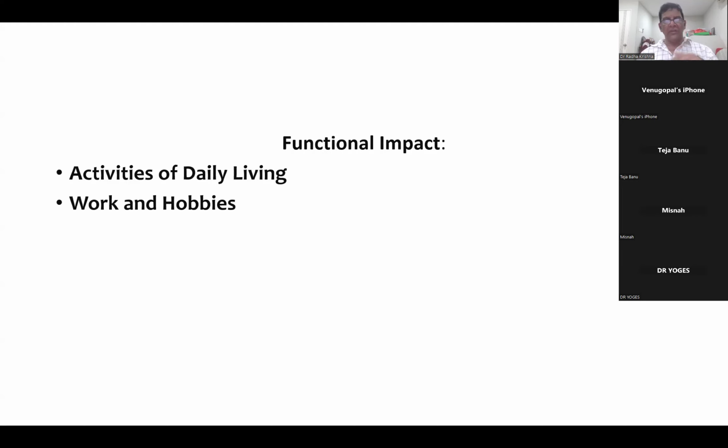Okay, and then functional impact. Ask them about the daily activity. What is the daily activity, and whether they walk, they carry a handbag or something on the strap of the right arm or left arm. And then you ask about the hobbies and the work. Maybe they do gardening, and they are digging in their gardening process, and they injure themselves. We have to ask all these details.